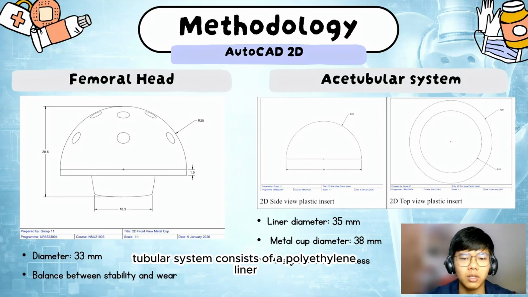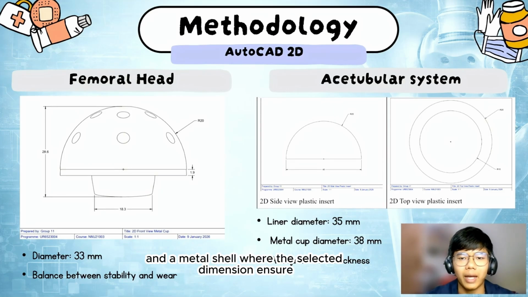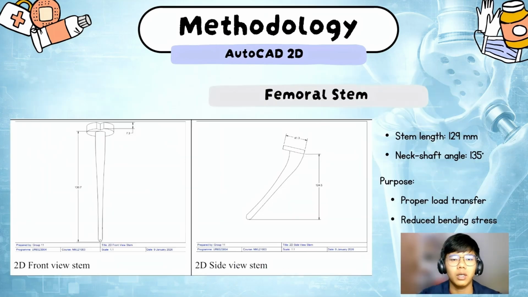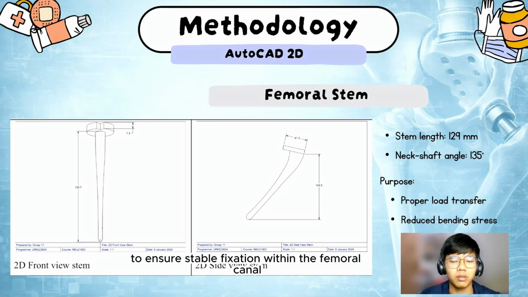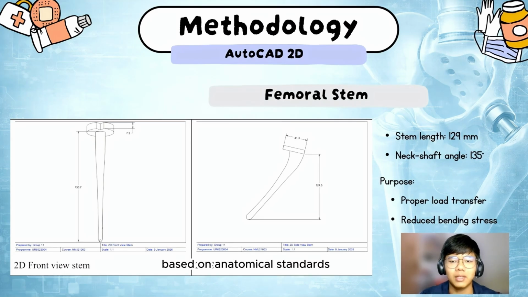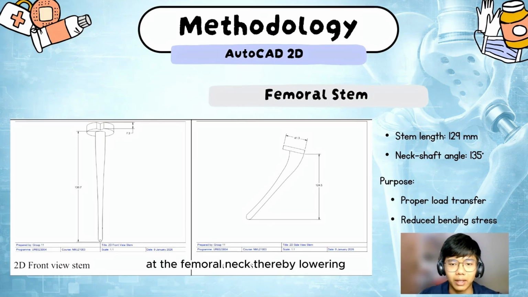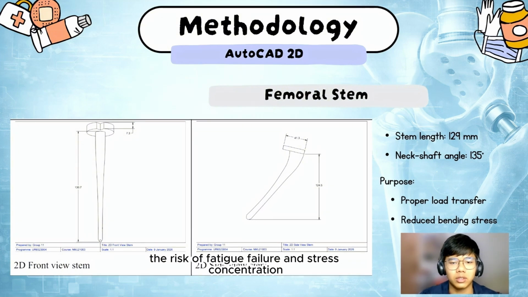The acetabular system consists of a polyethylene liner and a metal shell, where the selected dimensions ensure sufficient liner thickness to prevent wear-through and improve long-term implant durability. The femoral stem was drafted with a total length of 129 millimeters to ensure stable fixation within the femoral canal. A neck shaft angle of 135 degrees was selected based on anatomical standards. This angle helps reduce bending movements at the femoral neck, thereby lowering the risk of fatigue failure and stress concentration.